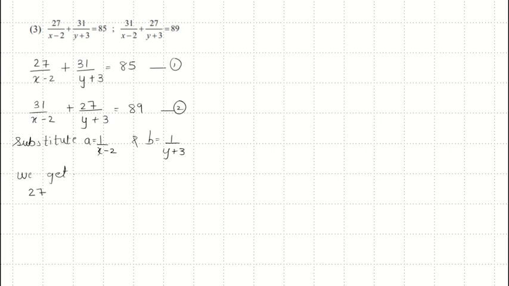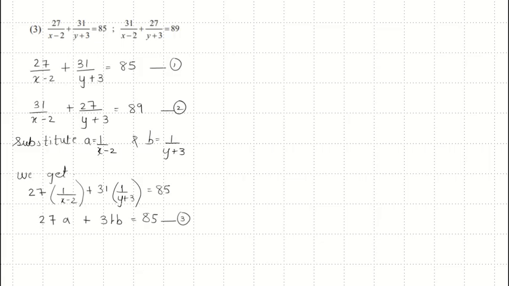This first equation can also be written as 31 into 1 upon x minus 2 plus 27 into 1 upon y plus 3. This is the first equation, no? So after putting a equal to 1 upon x minus 2, we get 27a plus 31b is equal to 85. This is the third equation. This is the new equation that we got.